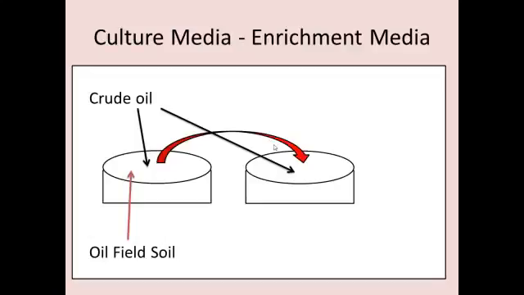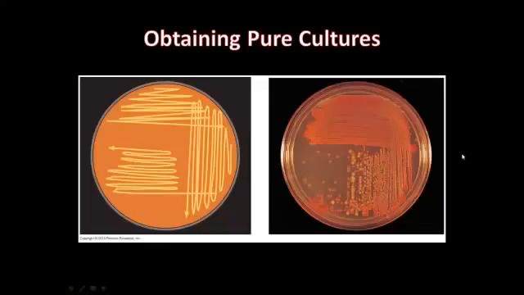Now, as I said, this sounds similar to selective media. But with selective media, we are actively trying to kill some organisms. With enrichment media, we're trying to promote the growth of the organisms that we want. We're trying to get them to outcompete the other organisms in the sample without actively killing the other organisms in the sample. Let's talk briefly about obtaining pure cultures.